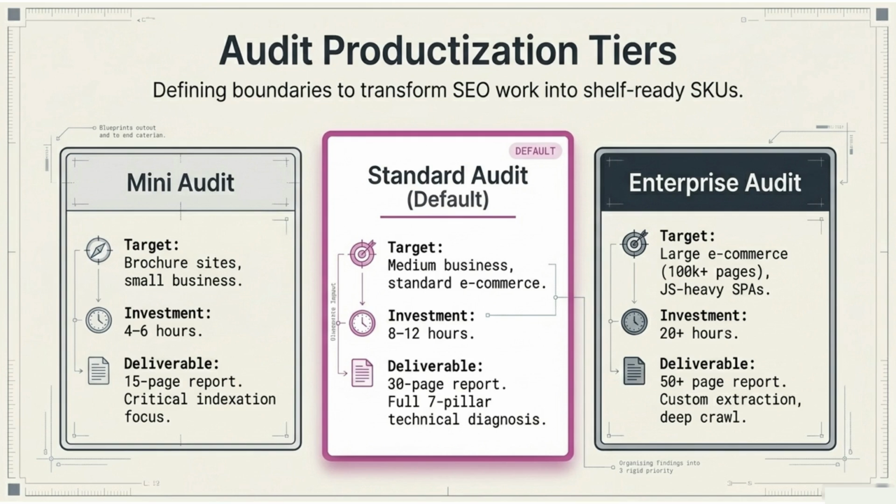We define audit productization tiers with clear boundaries. These range from a mini audit for small businesses to the standard audit for medium businesses and the enterprise audit for large e-commerce sites, each with defined investments and deliverables.